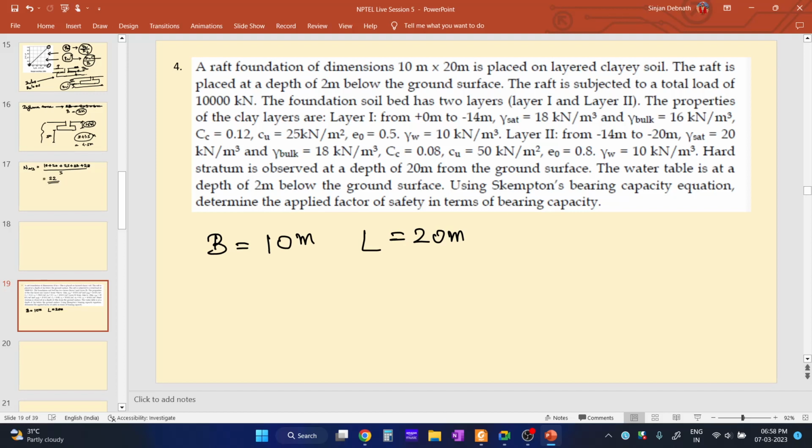Okay, so first let me just draw the problem once. So we have a raft foundation. Raft foundation is not like that actually.